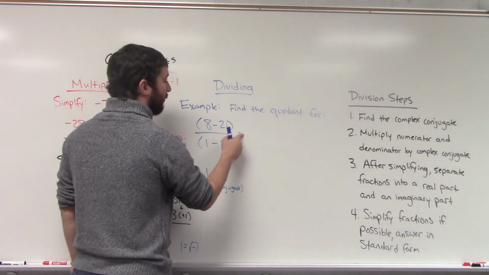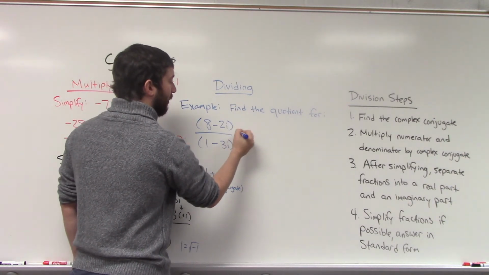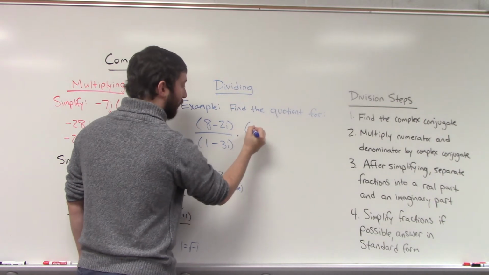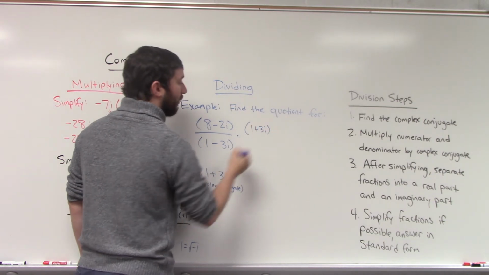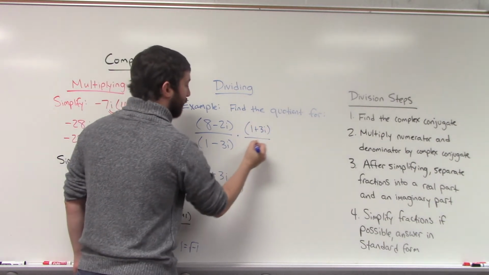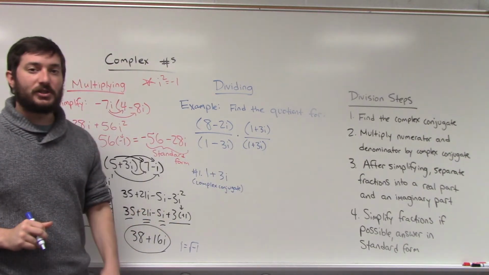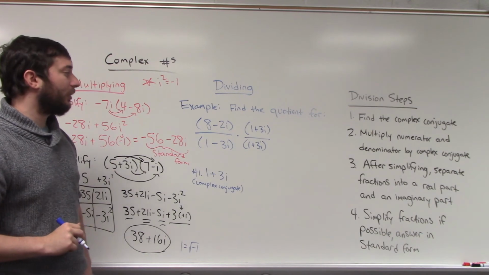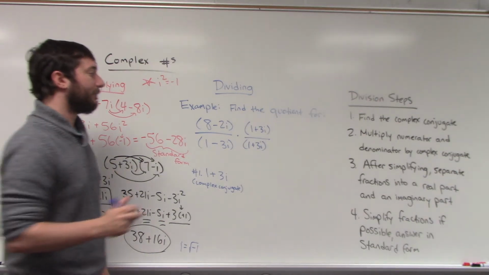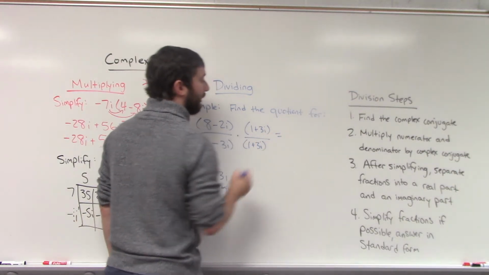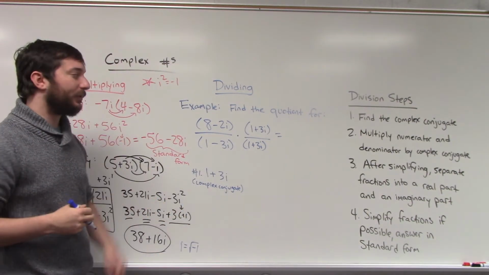So what we're going to do here is multiply 1 plus 3i to our numerator as well as our denominator. Okay. So I used the box method for the previous example. I'll go ahead and use FOIL for these, just so you have some variation about how to simplify with multiplication.